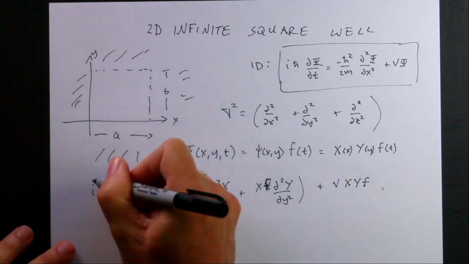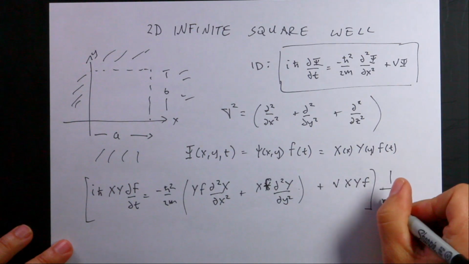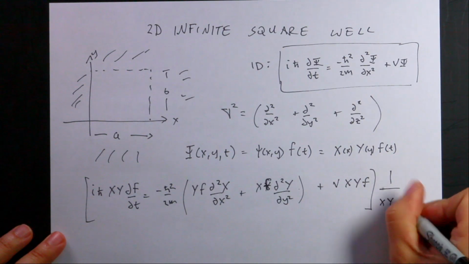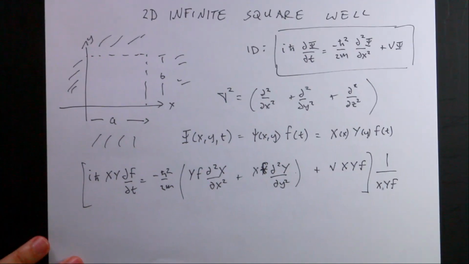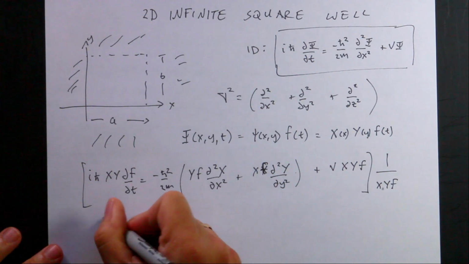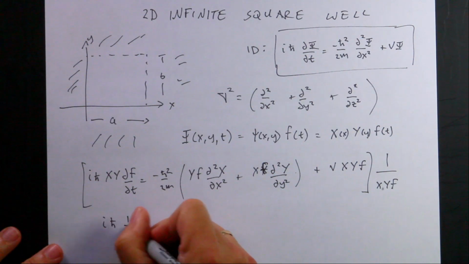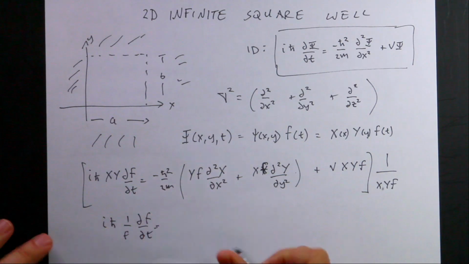Okay, so now I'm going to do the same thing I did for the one-dimensional well, and I'm going to divide both sides of the equation by X, Y, f. So in that case, I get the following equation. So here I'm going to divide this by X, Y, f, so I get i h bar 1 over f partial of f with respect to t.